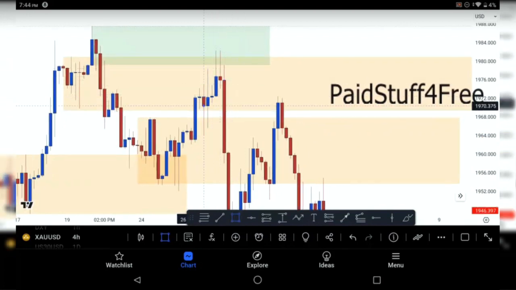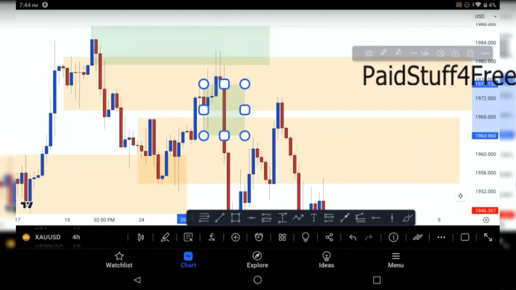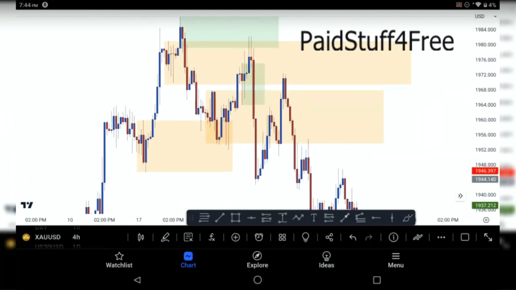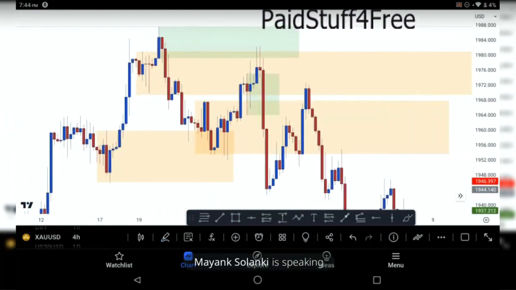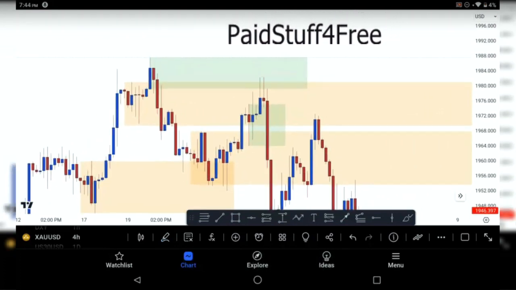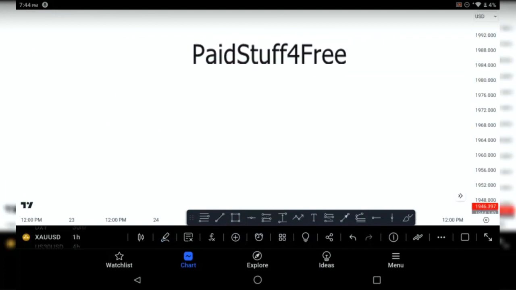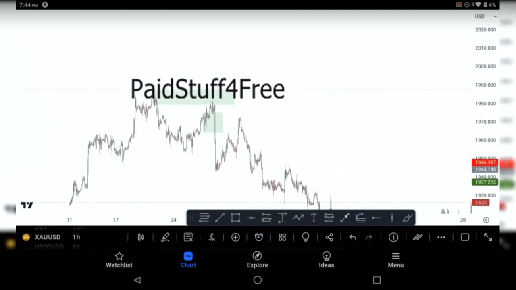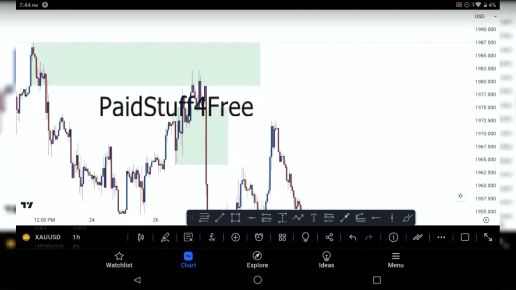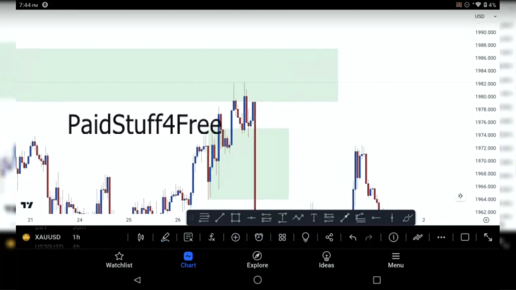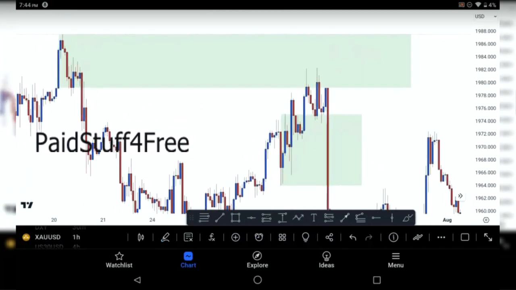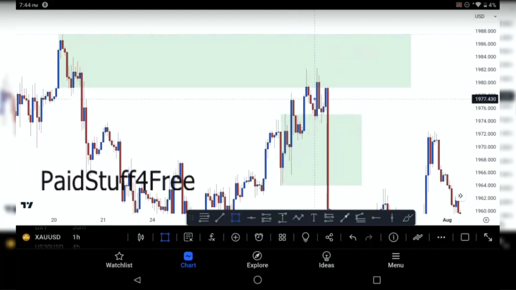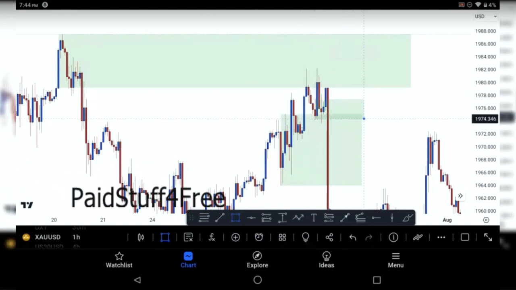I need to see this break here. I need to see that break. Right? Yes, price tapped inside the zone. I wanted to sell this market. Now 4 hours was still bearish because of this. 1 hour was still bearish because of this candle here. Can you guys see this candle?